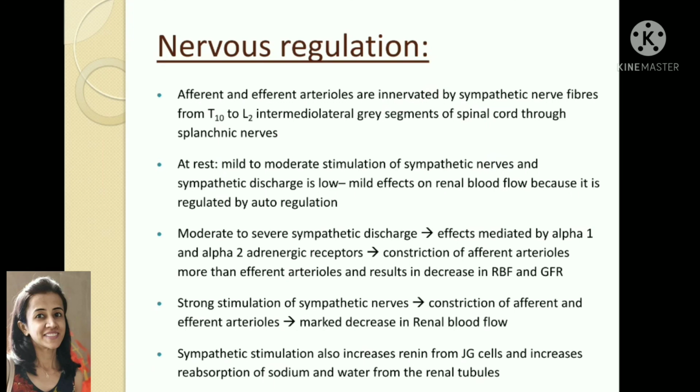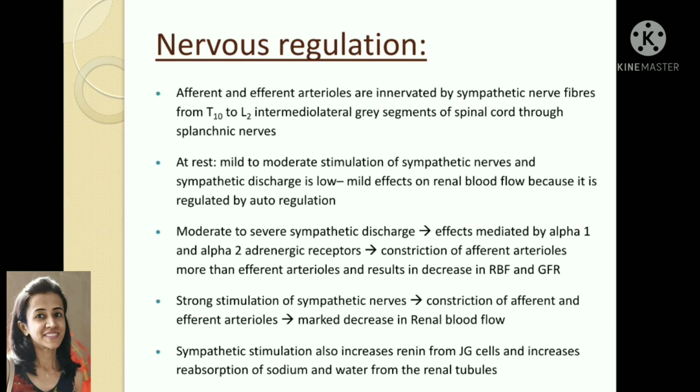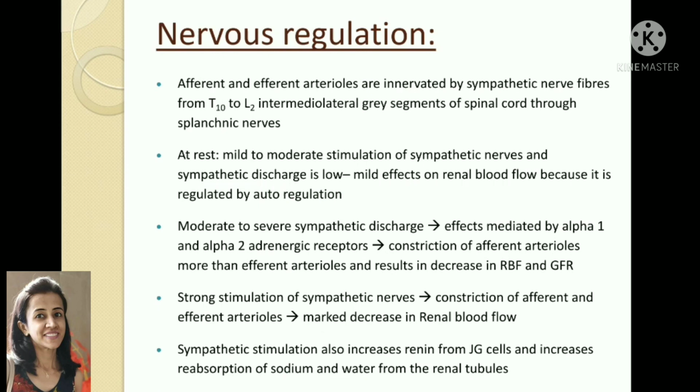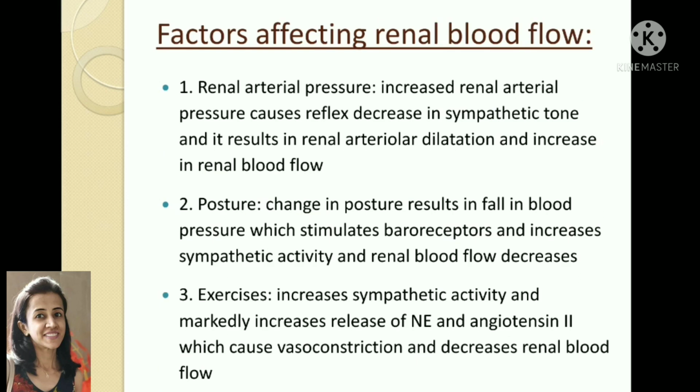At rest, there is mild to moderate stimulation of sympathetic nerves, and sympathetic discharge is low, which has mild effect on the renal blood flow because it is regulated by autoregulation. But when sympathetic discharge is moderate to severe, effects are mediated by alpha 1 and alpha 2 adrenergic receptors, resulting in constriction of afferent arterioles mainly, and there is decrease in the renal blood flow and GFR. Strong sympathetic stimulation results in constriction of afferent and efferent arterioles, and there is marked decrease in renal blood flow. Sympathetic stimulation also increases renin secretion from JG cells, and increases reabsorption of sodium and water from renal tubules.